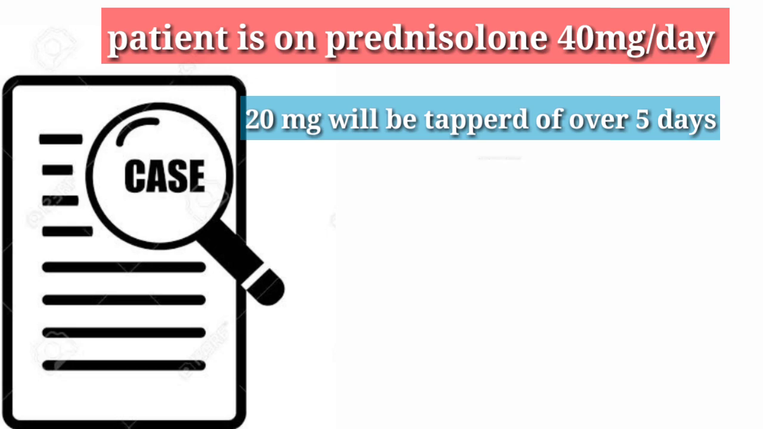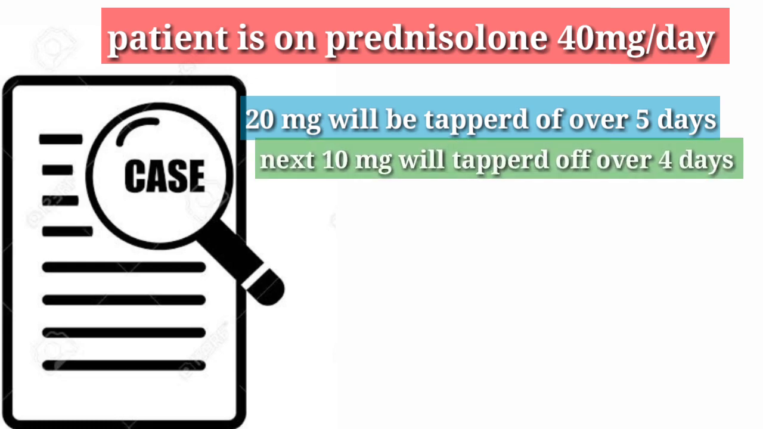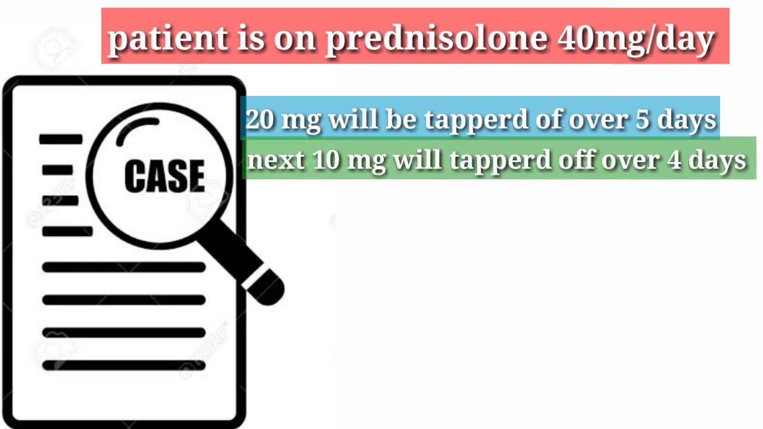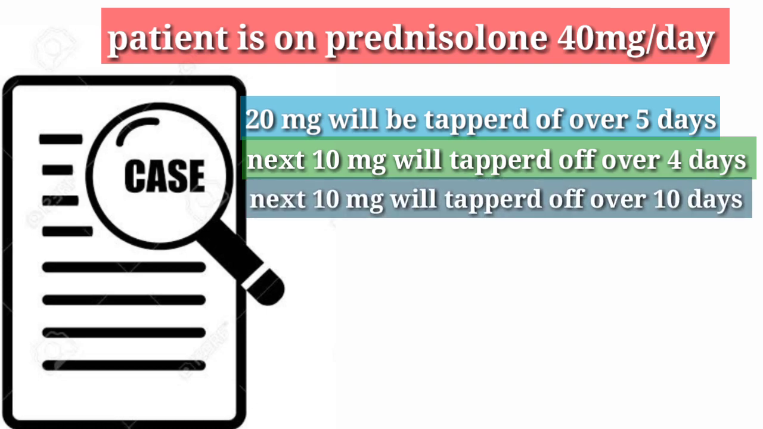The dose between 20 and 10 mg will be tapered off at 2.5 mg per day, so it will be tapered off over a period of 4 days. And the dose below 10 mg will be tapered off at 1 mg per day, so we will taper it over 10 days. So the patient will need a total duration of 19 days to taper off this 40 mg tablet.